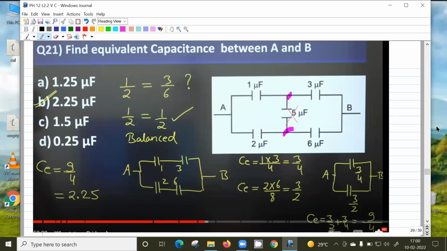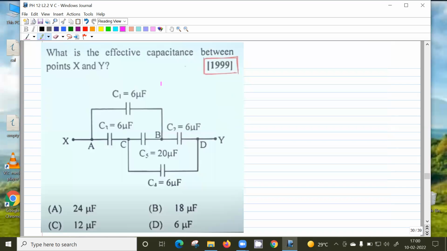So Wheatstone bridge, you already know. Fine. This one is from 1999. Find the effective capacitance between X and Y. So X is here, Y is here. Try this problem.